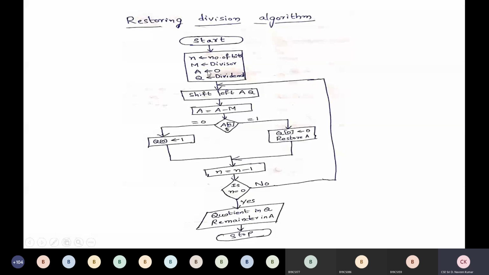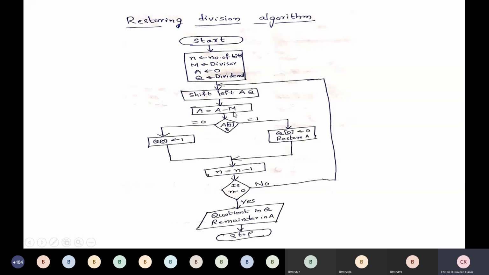Then we will try to divide with the divisor M, which is 13. The process is as usual. We do the left shift first. Next we will do A is equal to A minus M, subtraction. So we did the left shift, that is, 2 is loaded in the accumulator.